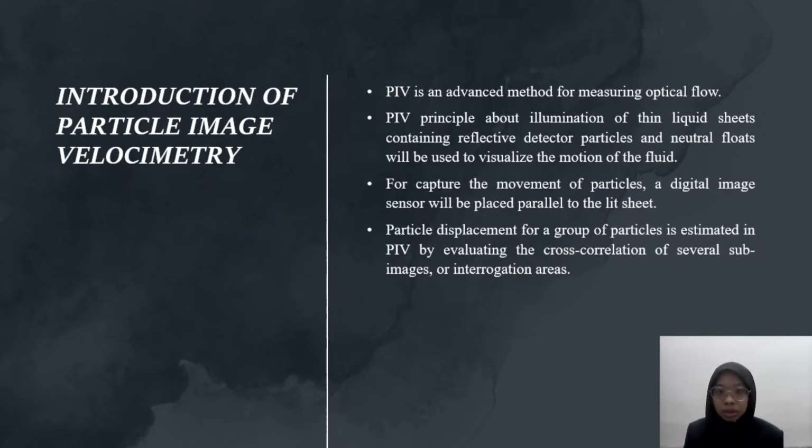PIV is all about the illumination of a thin liquid sheet containing reflective, light-scattering particles in a neutral fluid to visualize the motion of the fluid. A digital image sensor is used to capture the movement of particles in two images known as A and B. The displacement of particles will be estimated by cross-correlation of several sub-images or interrogation areas. For the correlation result, the most likely displacement will be chosen.